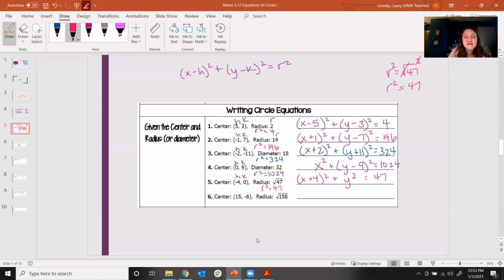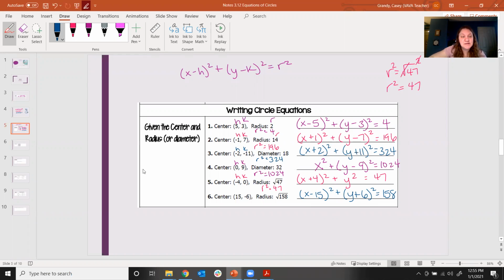I'd like you to try number 6. Try number 6. All right, so you should have x minus 15 squared plus y plus 6 squared equals 58. Double check your small details. Do you have a minus 15 here? Do you have a plus 6? Did you remember to square both sets of parentheses? Do you have a 58?